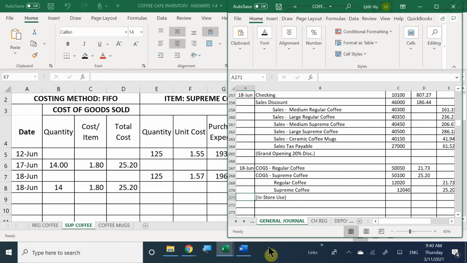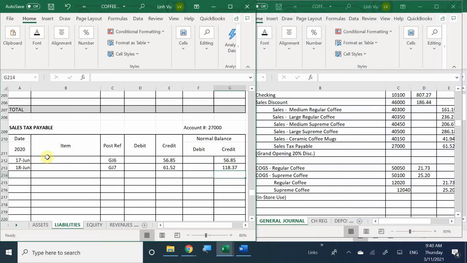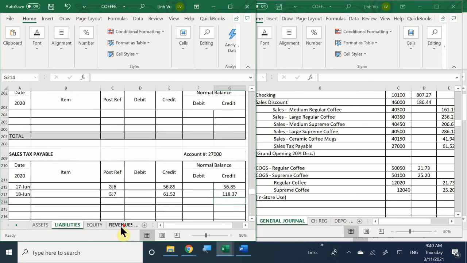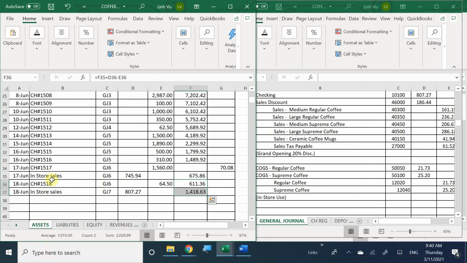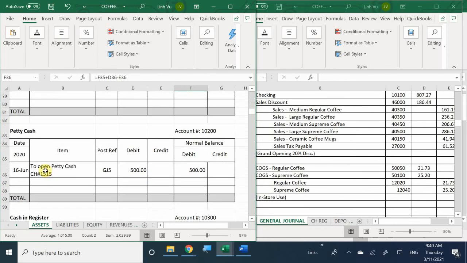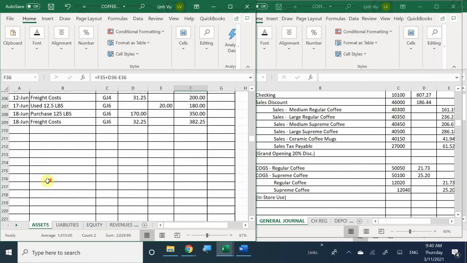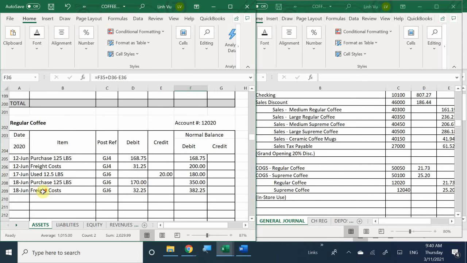Update the ledger. We have to now place it into the ledger. Well, what do you want to journalize first? Or, sorry, post to the ledger. What do you want to post first? You want to do the inventory first? Okay. So we're going to go down to regular coffee. Okay. Here we are, regular coffee.